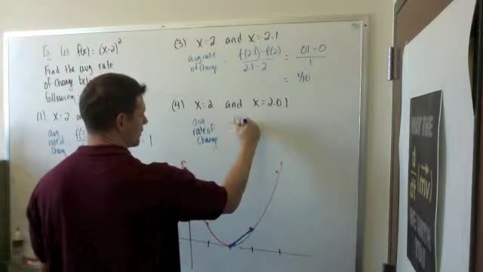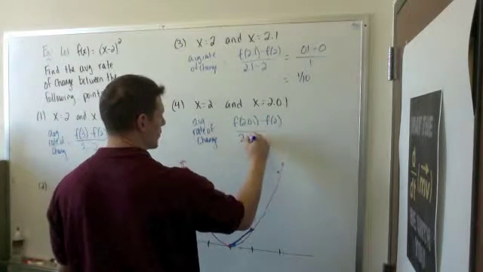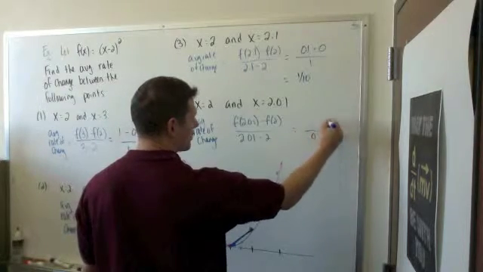Next one, average rate of change: f of 2.01 minus f of 2 divided by 2.01 minus 2, 0.01 on the bottom, 0 right there.